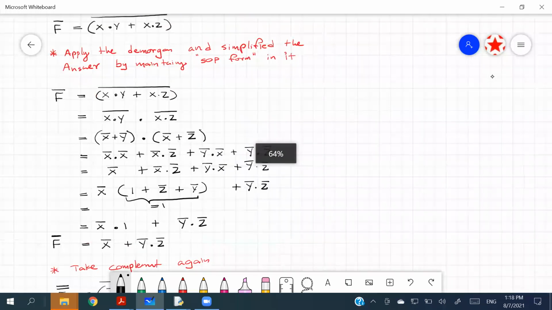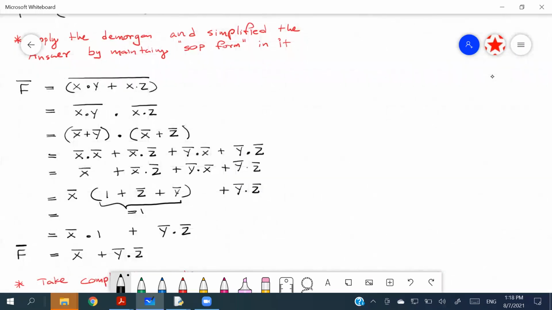But I want you to take this onto your book as well.